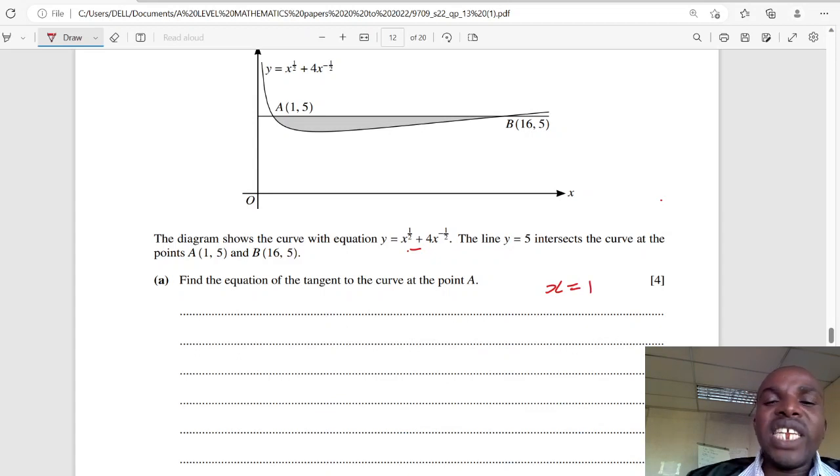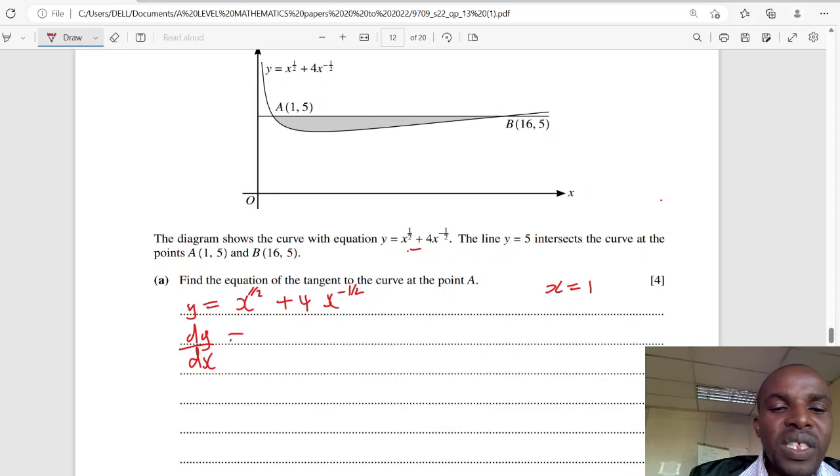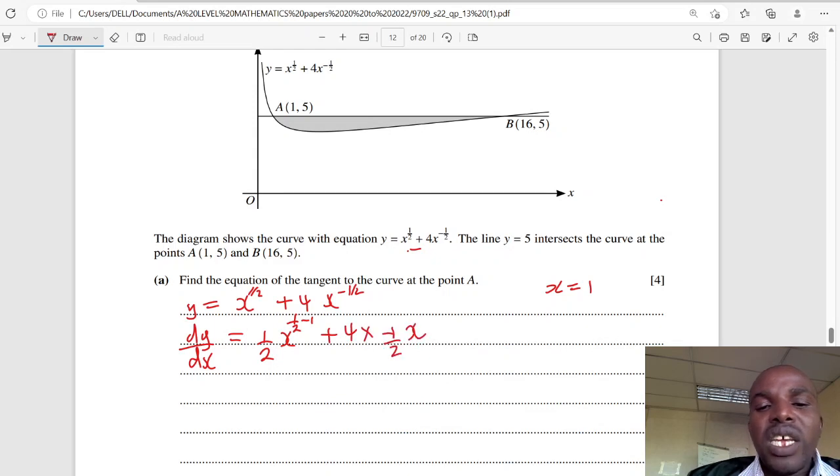dy/dx, the gradient of the tangent and the curve, they are the same at the point where they meet. So your y is equal to x to the power half, that's for the curve, plus 4x to the power minus half. So you find your dy/dx using this. dy/dx: bring down a half, x to the power half minus 1, then plus 4 times bring down minus half, x to the power minus half minus 1.